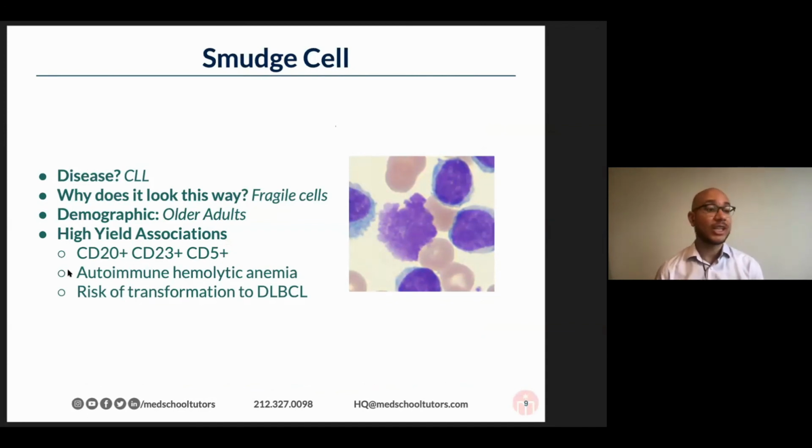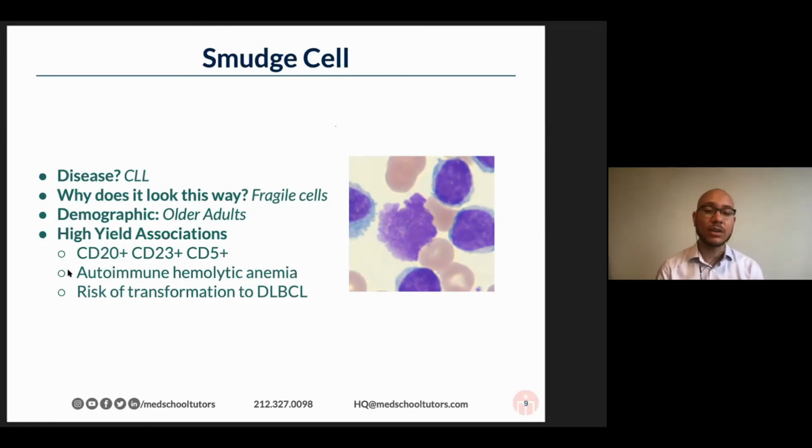The reason they look like this is because the cells are very fragile. CLL, of course, chronic lymphocytic leukemia. So this is a malignant process. This typically affects older adults. The basic science things to know here is that markers that are associated with B cell lineages are positive in this, or lymphocytes are positive in this disease. And you can see that on your screen, CD20, CD23, CD5.